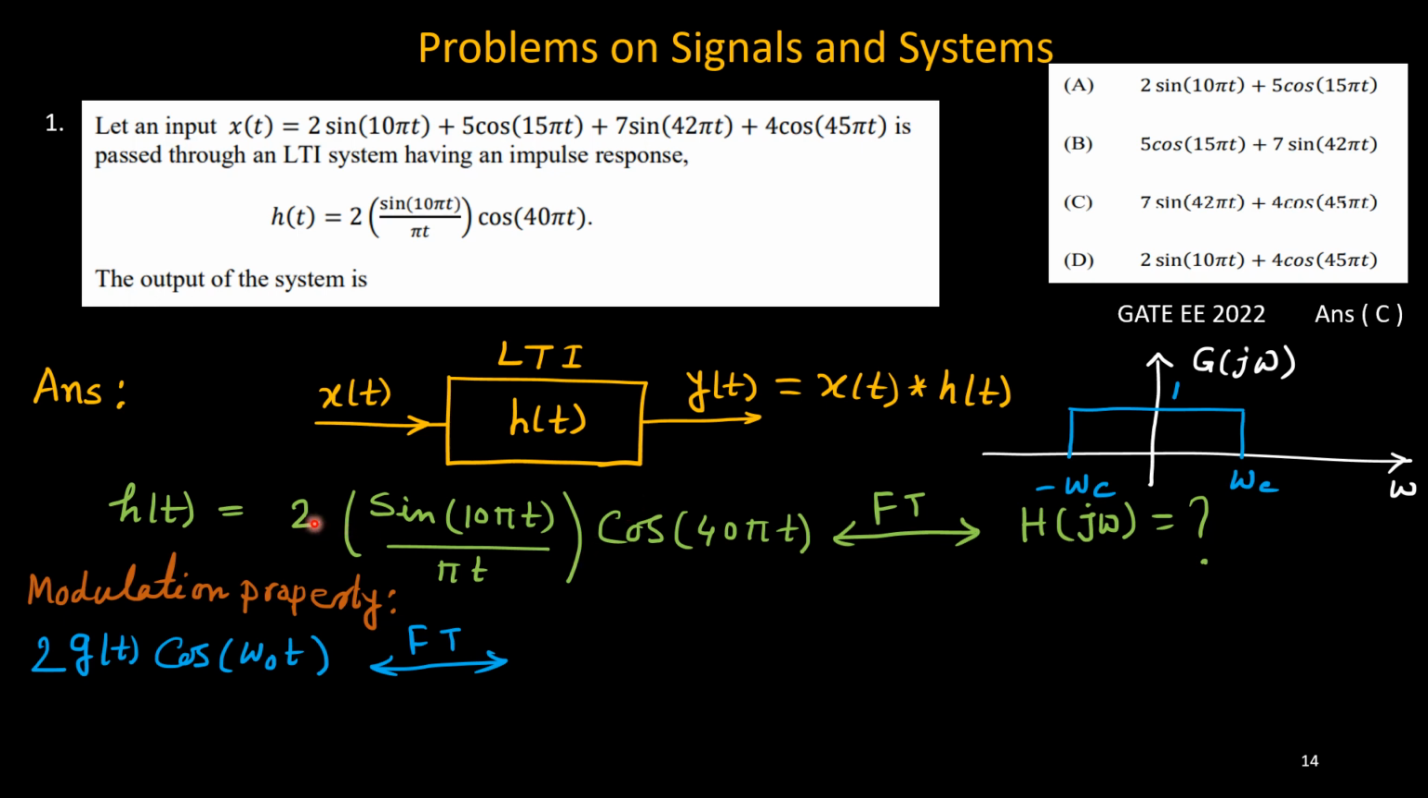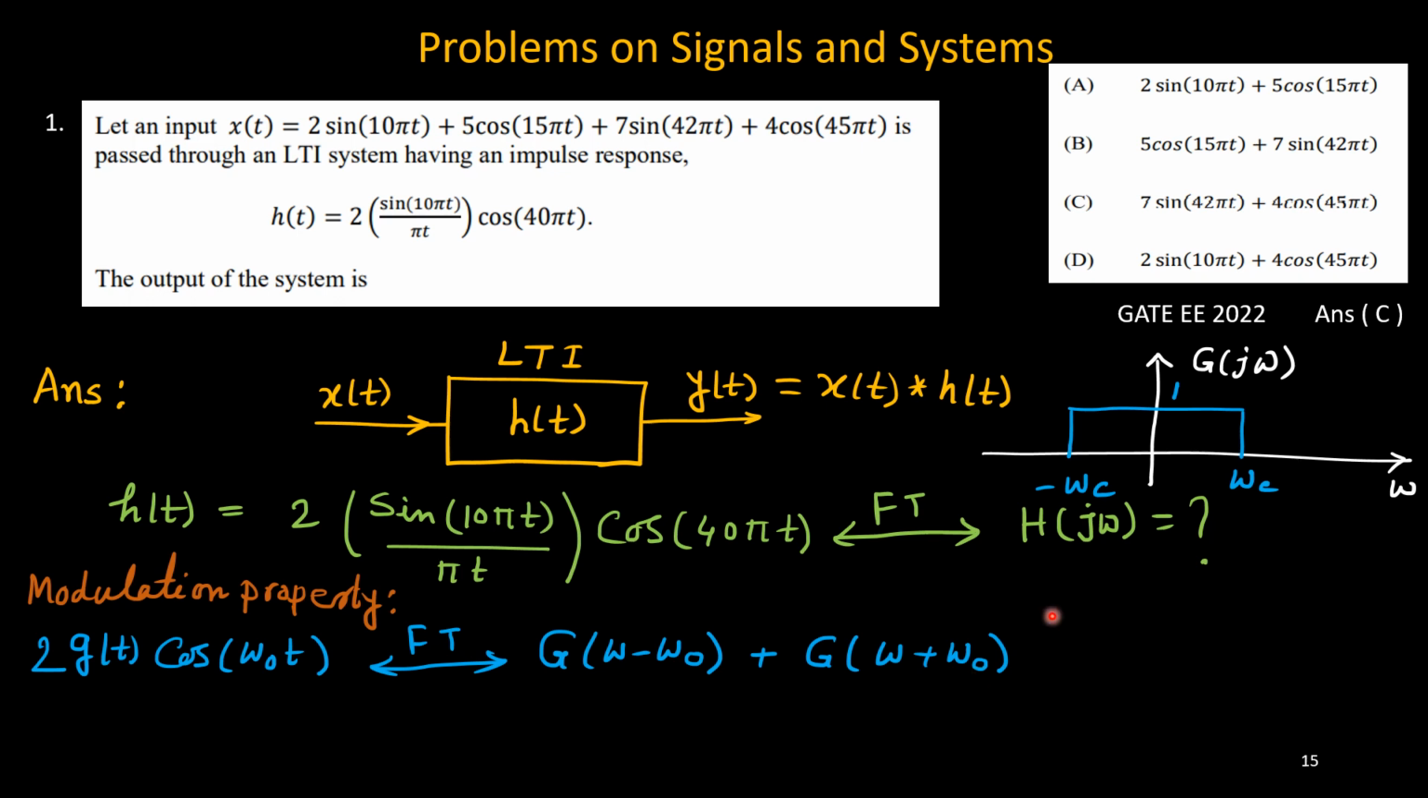Now, as it is multiplied by 2 times cos 40 pi t, in this form, 2 times g of t cos omega naught t, we can compute its Fourier transform using the modulation property. Whenever a signal is multiplied by a carrier signal like cos omega naught t, its spectrum is shifted around omega naught. Generally, this method is used to get modulation in communication. Modulation means translating the spectrum from low frequency to higher frequency around omega naught. So if I consider this property, 2 g of t cos omega naught t, its Fourier transform becomes these two: one shifted to the right, G of omega minus omega naught, and the other G of omega plus omega naught.